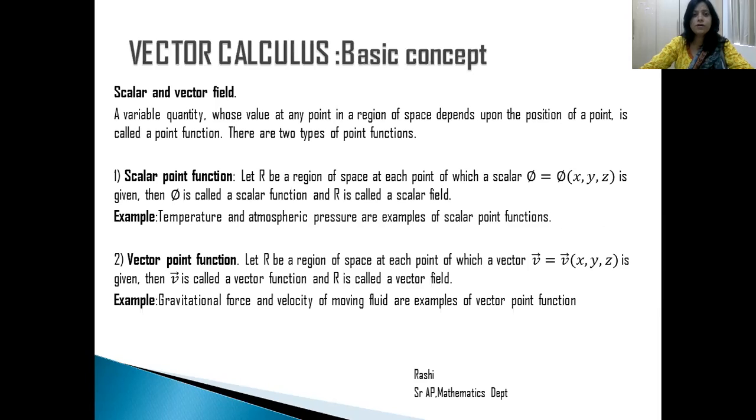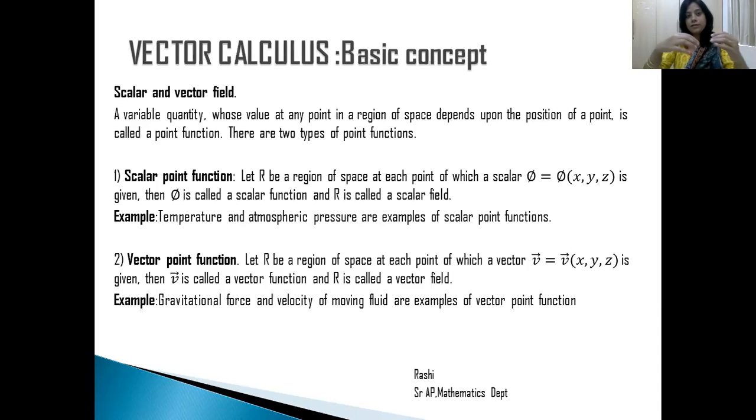Now, let us first focus on some basic concepts of vector calculus. The very first term which you should understand and know is scalar and vector field. Okay. Now, what is the scalar and vector field? A variable quantity whose value at any point in the region of space depends upon the position of a point is called a point function. Okay, so how can I understand it? There is a field. I am talking about a region, and at each point I am getting a value of the function, then it is called a point function.